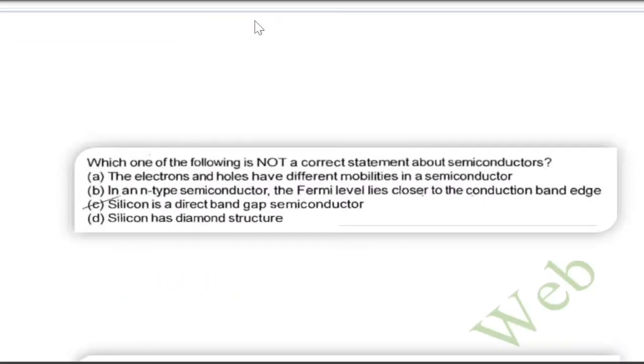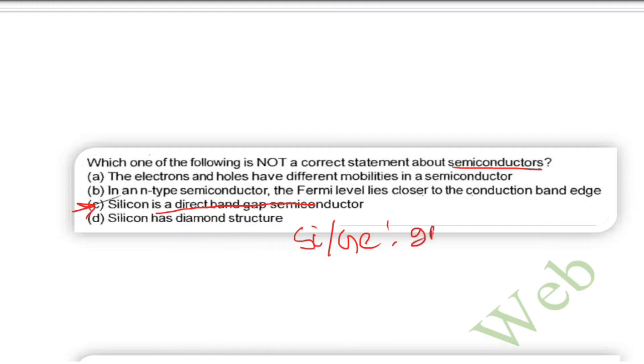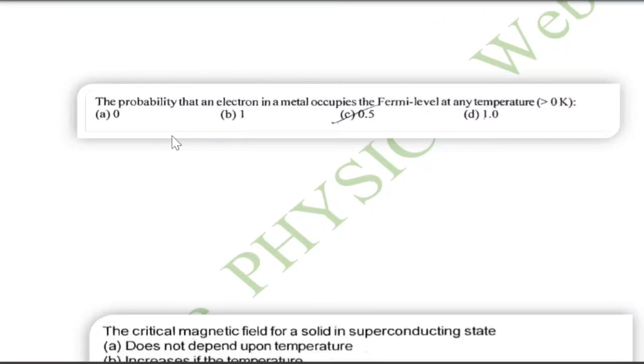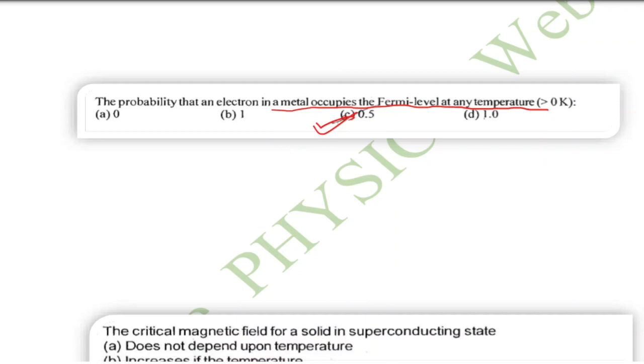Okay. Next. Which one of the following is not a correct statement about semiconductors? Okay, so here you can check option C. It is given that silicon is a direct band gap semiconductor, but we know silicon and germanium are indirect band gap semiconductors. So C is not correct. Next, the probability that an electron in a metal occupies the Fermi level at any temperature will be half. So C is your correct option.